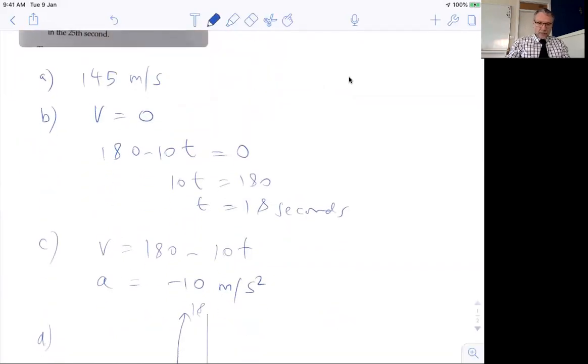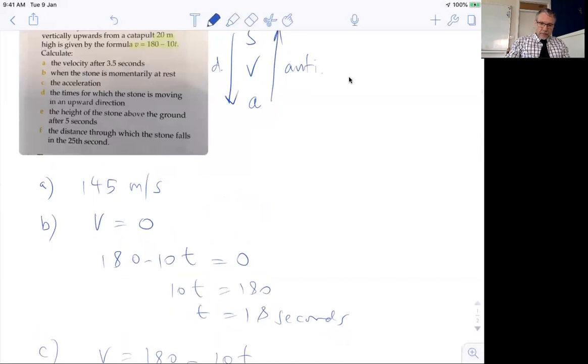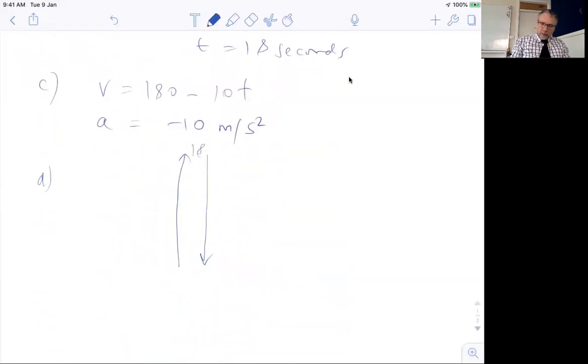And so the answer to that, the times, we would write in this way: t is more than 0, but less than 18. That's when it's moving in an upward direction. Remember, it's just less than, not less than or equal to, in both of those, because at 18 seconds it's not moving upward, it stopped. And at 0, it's not moving upwards either. But between those is where it's moving in an upward direction.